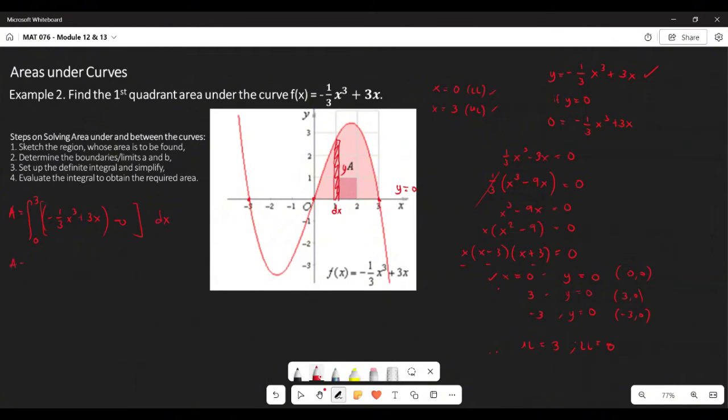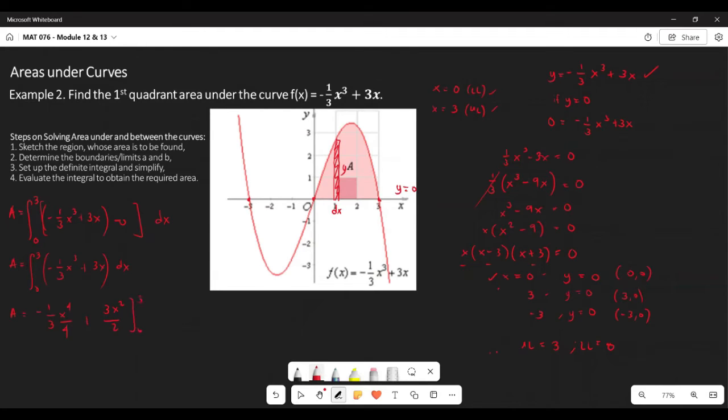So now we simplify our definite integral. Lagay ulit natin agad yung limits. So ito ay magiging negative 1/3 x cubed plus 3x dx dahil 0 lang naman yung y lower natin. So direct integration na tayo. So integral of negative 1/3 x cubed is just negative 1/3 x raised to 4 over 4, di ba? Plus 3x squared over 2.